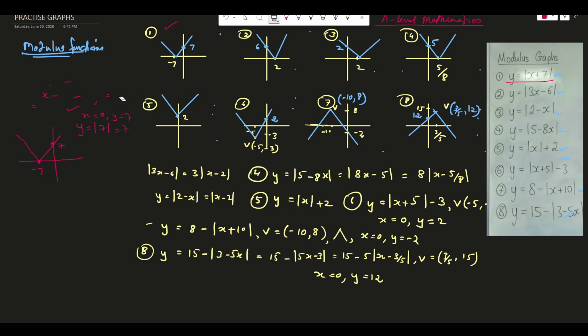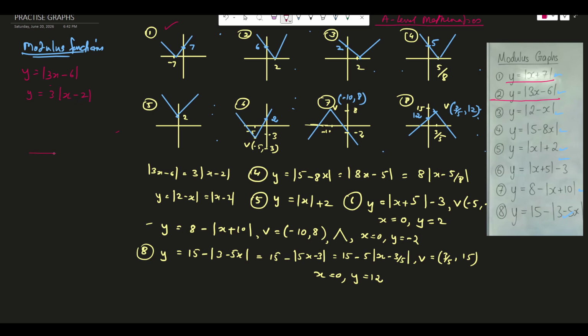Now let us go to the second one. The second function is y is equal to modulus of 3x minus 6. Y is equal to modulus of 3x minus 6. Now you can always factorize this as y is equal to 3 modulus of x minus 2. Now, if you want to plot this graph, again, this is x minus 2.